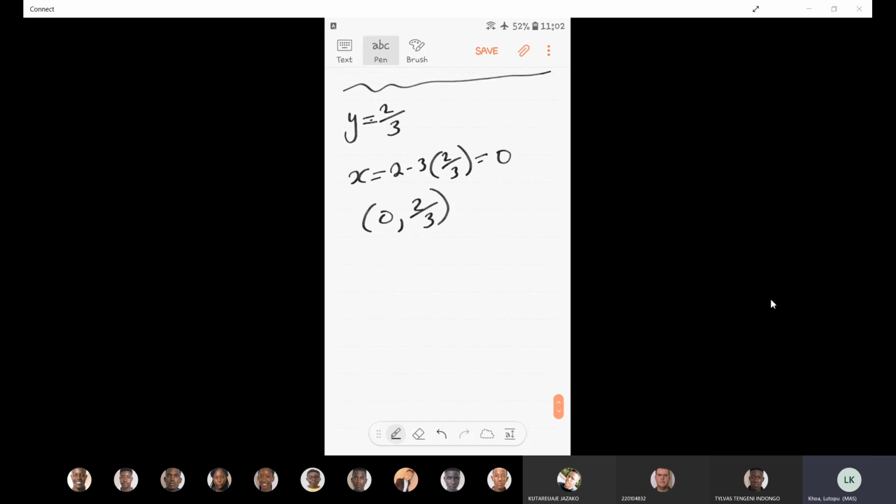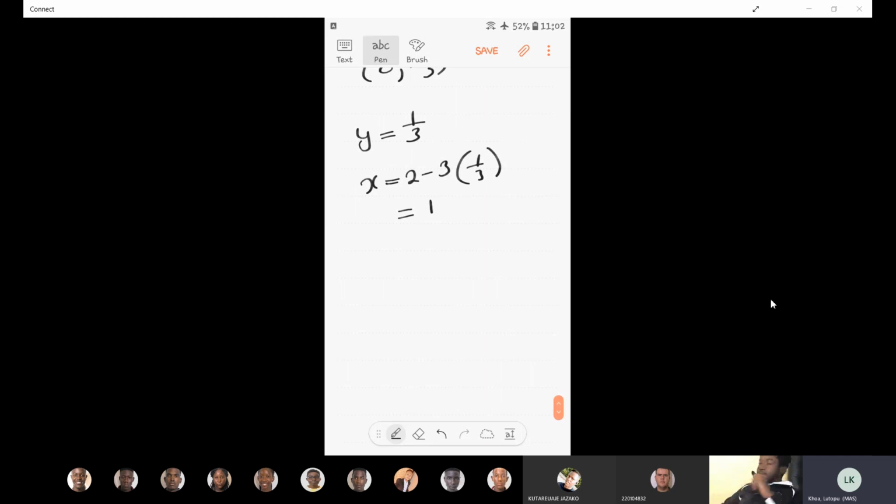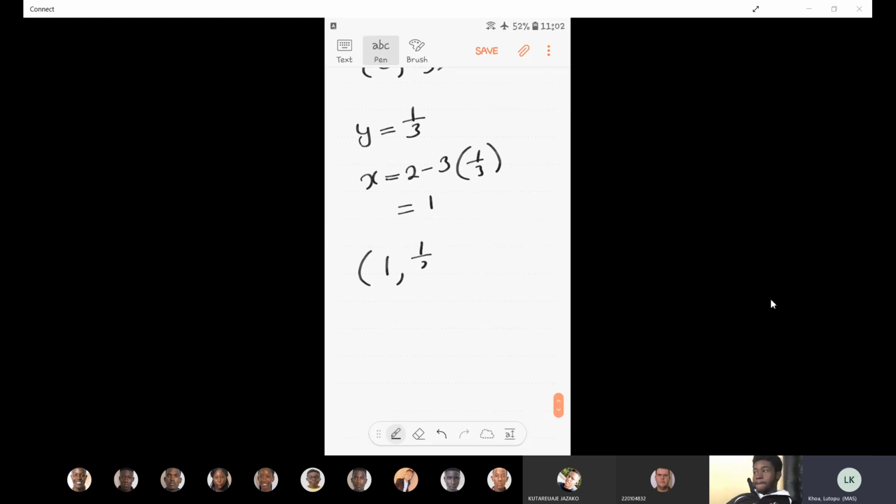And then when y is equal to 1 over 3, I have x is equal to 2 minus 3 times 1 over 3. 3 times 1 over 3 is equal to 1. 2 minus 1 is just equal to 1. So my second solution is 1 and 1 over 3.